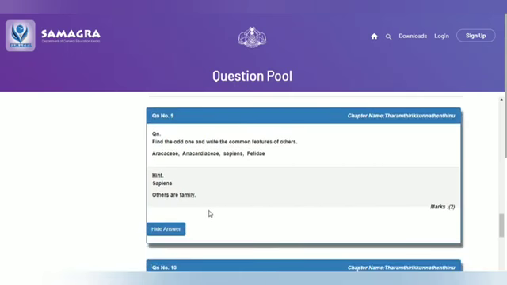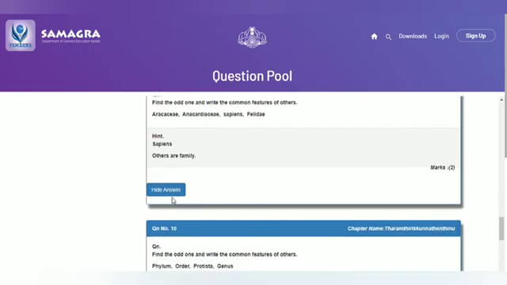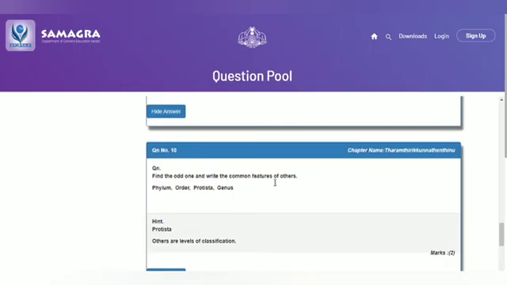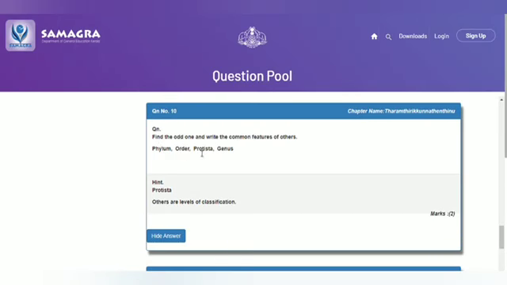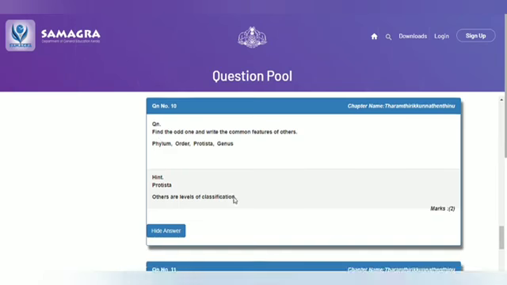Find the odd one and write the common features of others. Archaea, Anarchidae, Sapiens and Felidae. The odd one is Sapiens, others are families. Find the odd one and write the common features. Phylum, order, Protista, genus. The odd one is Protista, others are levels of classification.